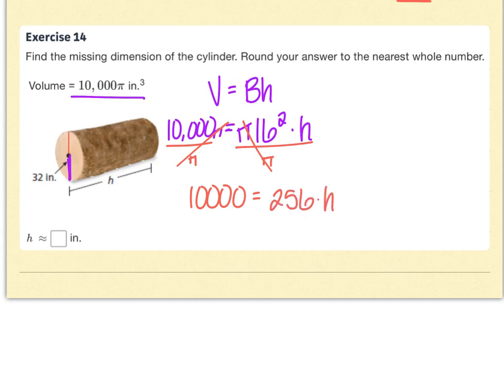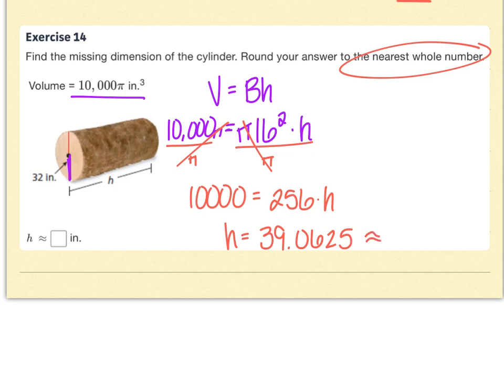And so just like before, we're going to take 10,000 and divide by 256, and that's going to give us 39.0625, but it says the nearest whole number. So 39.0625 is just going to approximate to 39 inches. Again, because it says the nearest whole number, and that's a lot closer to 39 than what it is to 40.